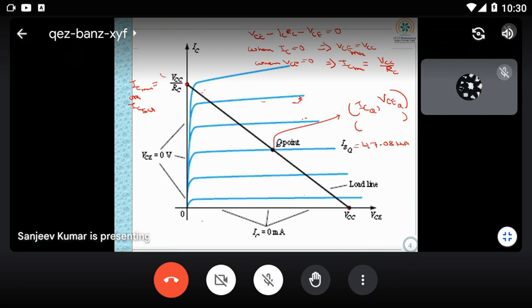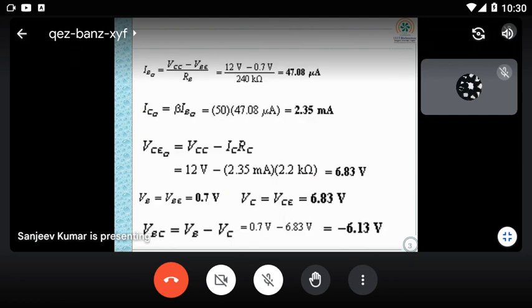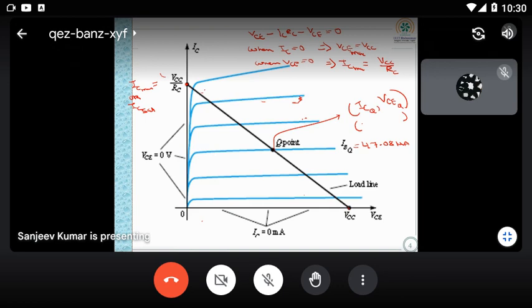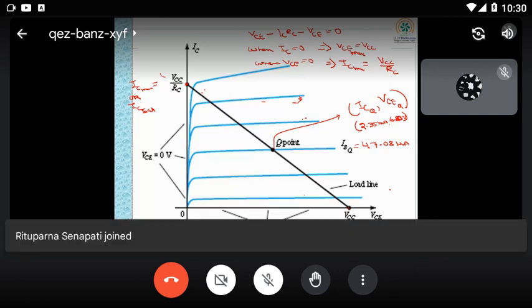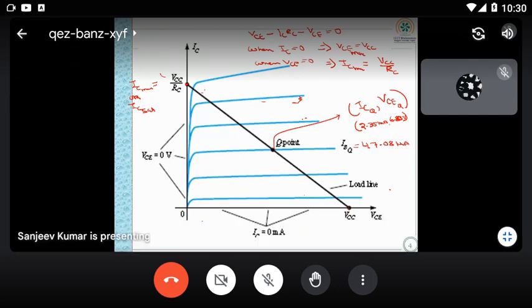Similarly, what are ICQ and VCEQ? You have achieved 6.83 volt and 2.35 milliampere. So here 2.35 milliampere and 6.83 volt. So this chart, sometimes it is asked to draw the characteristic or load line. So you have to do it this way.